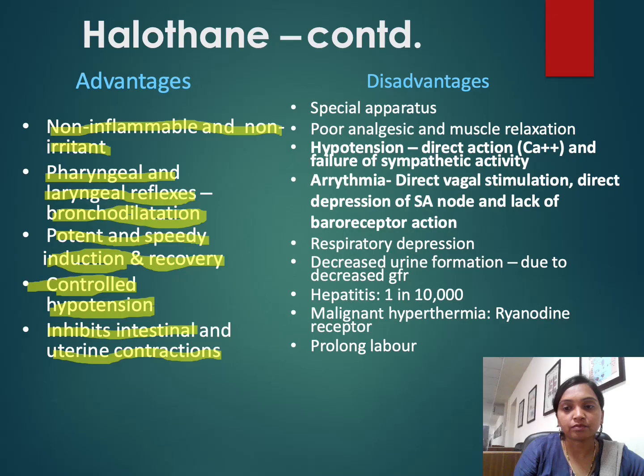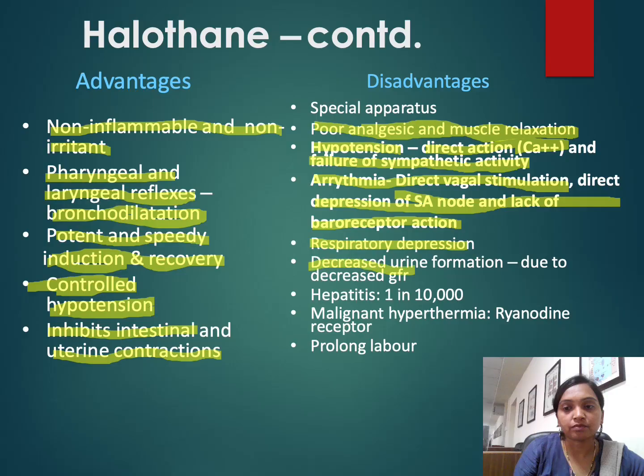Moving on to disadvantages, it is a poor analgesic and muscle relaxant, but a potent anesthetic. That is why usually we combine 2 or 3 anesthetics to produce a good effect. Hypotension can be produced because of direct action on calcium, and there can also be failure of sympathetic activity. This is a major drawback, and it can also cause arrhythmia by direct vagal stimulation and depression of the SA node, and can cause lack of baroreceptor action. It can also cause respiratory depression.